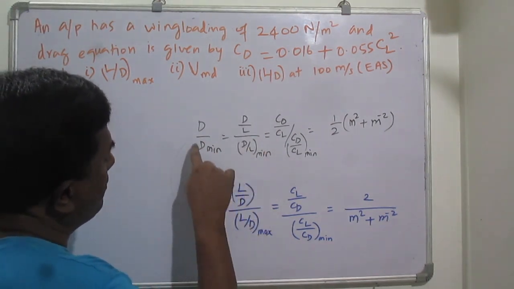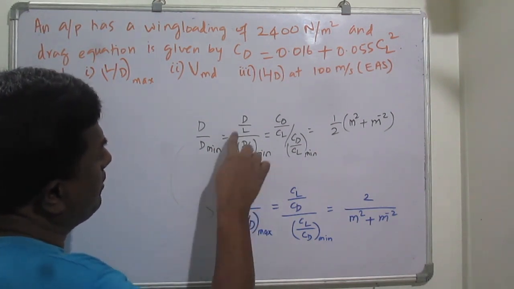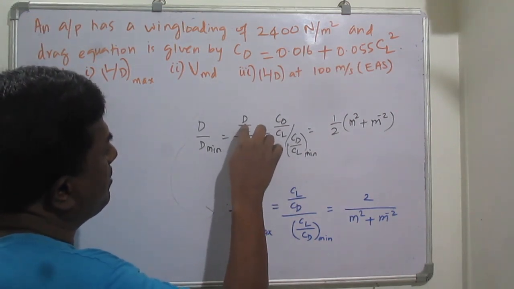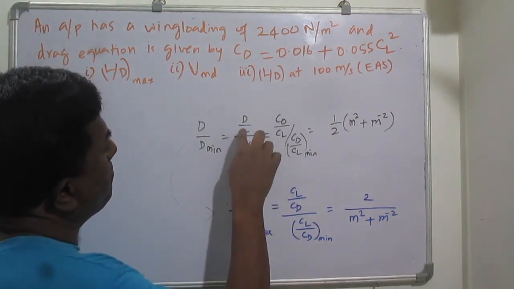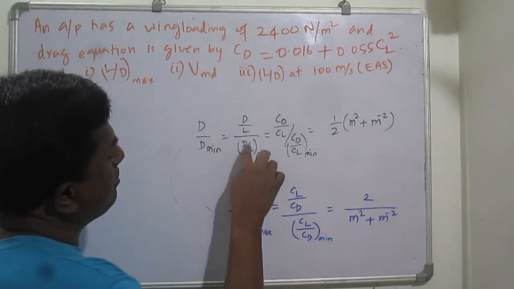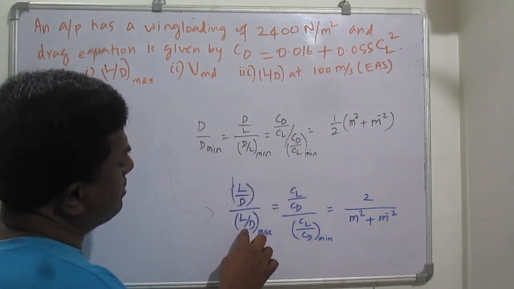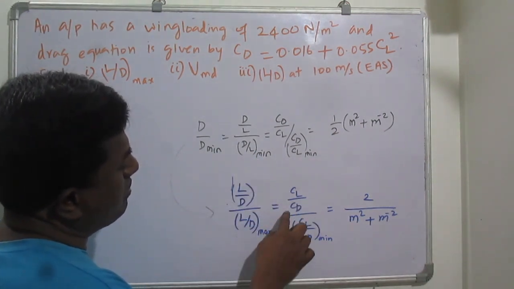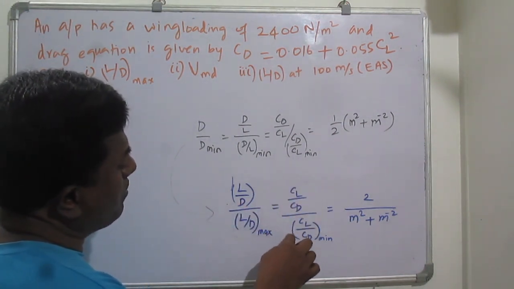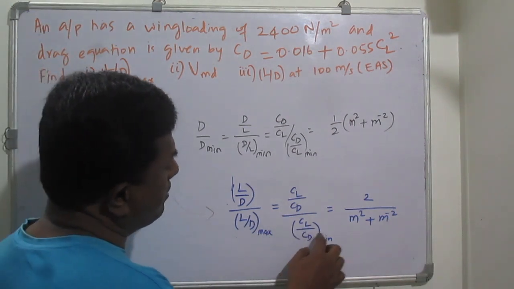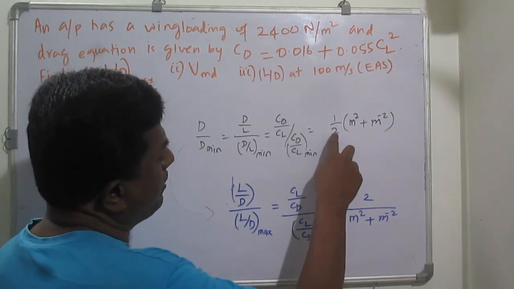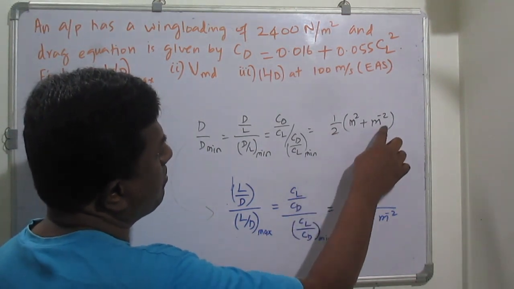Instead of D by L we are putting L by D, in both the numerator and denominator. This is L by D, and this is nothing but minimum drag, so we can say it is the L by D max, which is equal to CL by CD. In coefficient form also we can write it, and that is equal to 1 by 2 m square plus m power minus 2.